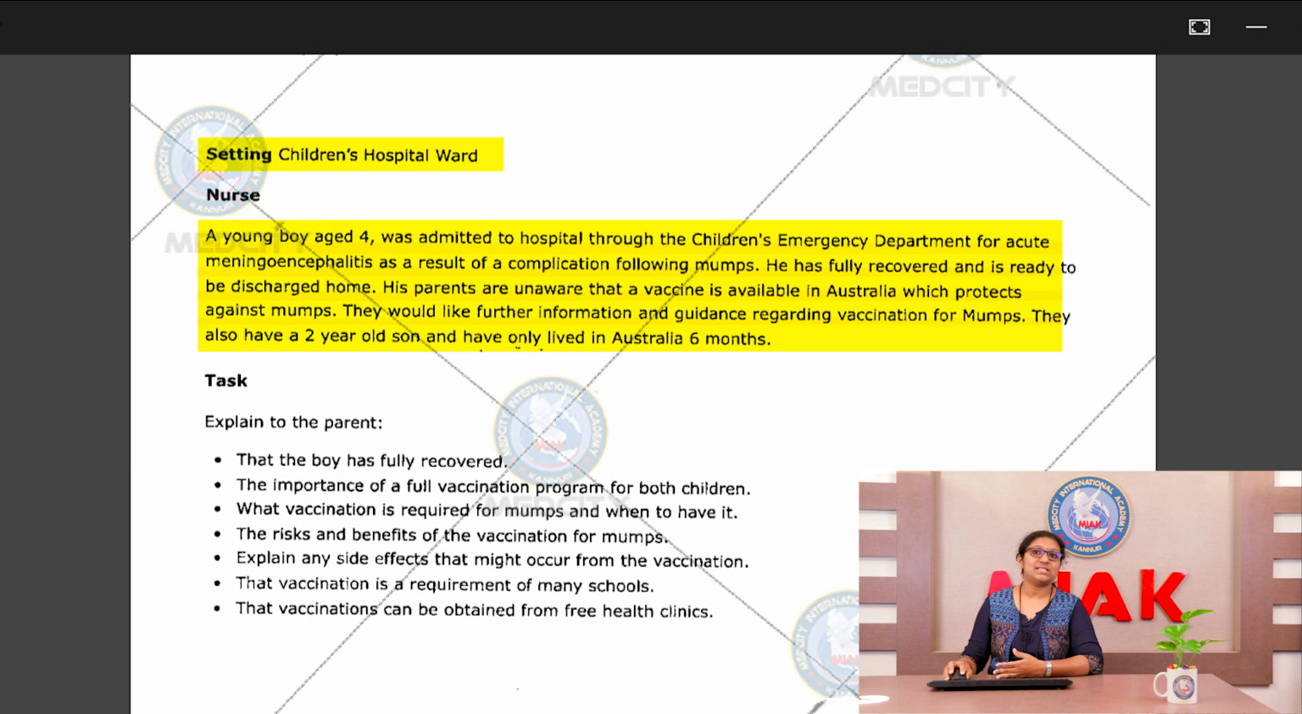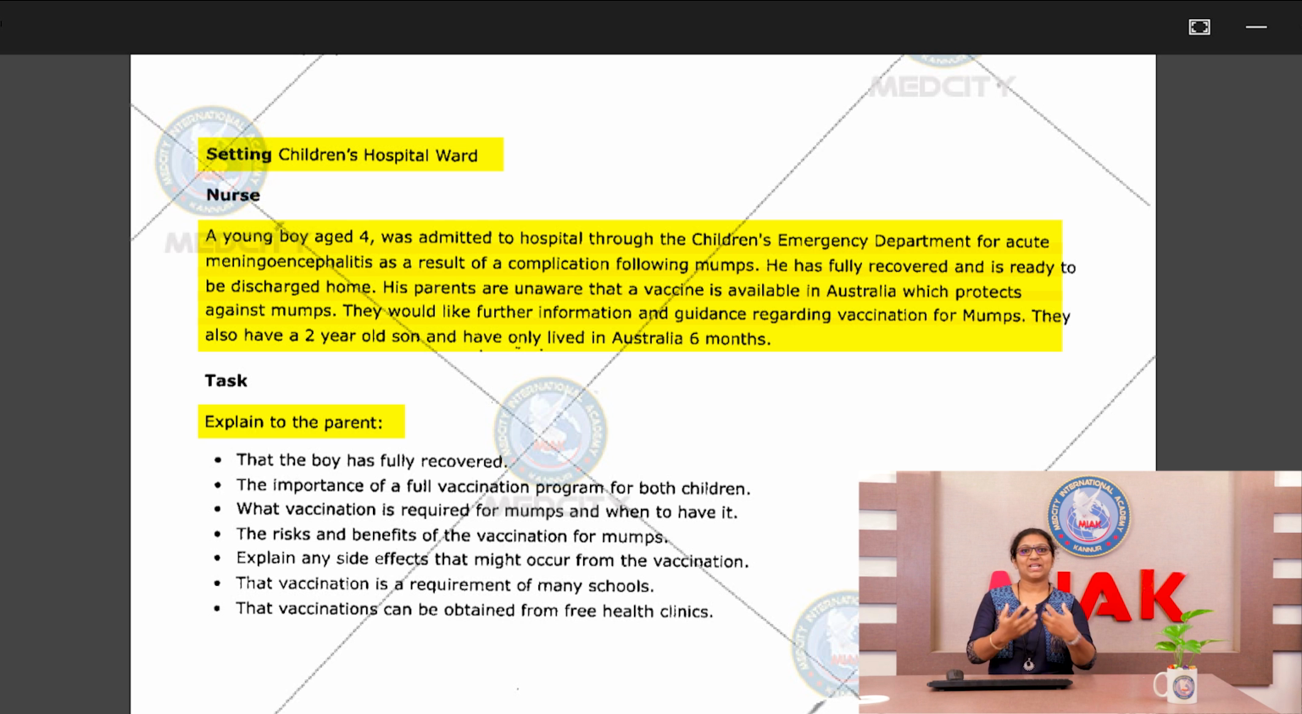Now here the task says explain to the parent that the boy has fully recovered. So that is your hint on how to start the conversation. If you're talking to the mother, you can say, hi Mrs. James, your boy is really strong and he's doing really well. You can be relieved that he is well off right now.